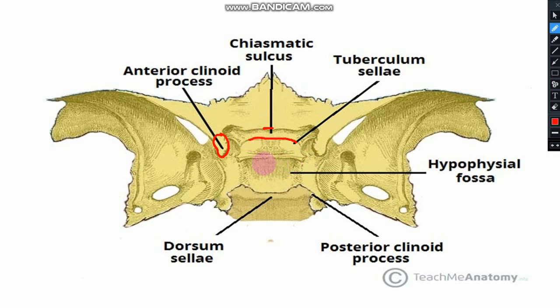This depression here, this is the hypophyseal fossa, where the pituitary gland rests. Then posteriorly you can see this is the dorsum sellae, and this one is the posterior clinoid process, on both sides, similarly anterior clinoid process on both sides, this side as well as this side.